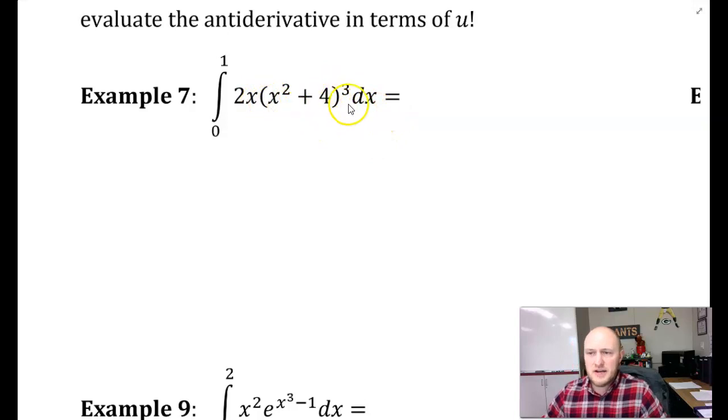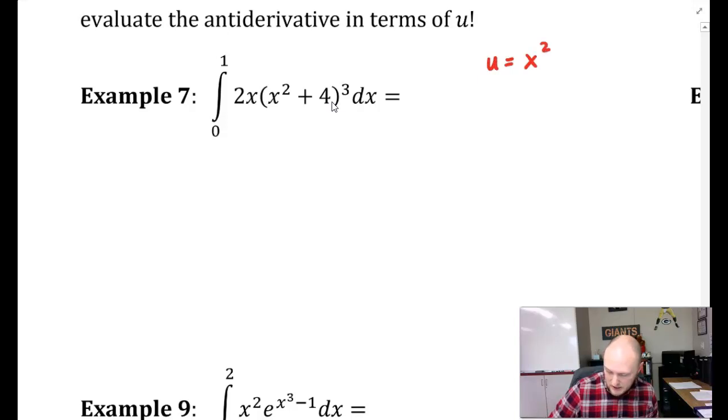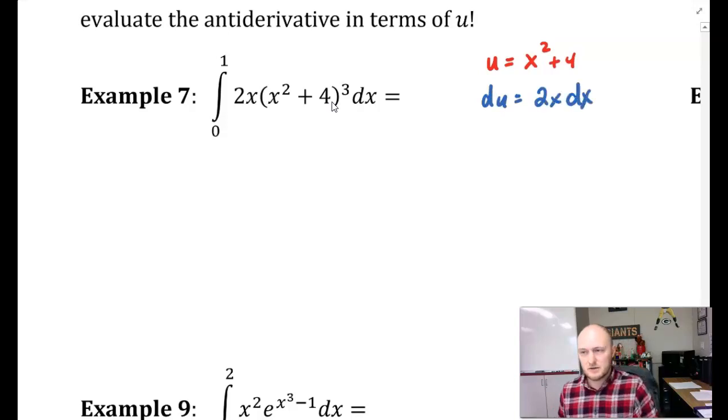Now, this integrand here, if it was maybe a power of 2, I might consider foiling it out and then just integrating it term by term. But this is pretty complicated. I don't want to do that 3 times. It wouldn't be impossible, but I don't feel like doing it. It's much easier to say, all right, what if u is equal to x squared plus 4? That would make the derivative 2x dx. Now notice, I do have my dx, I do have the 2x, so my du is present. I don't have to introduce anything else.